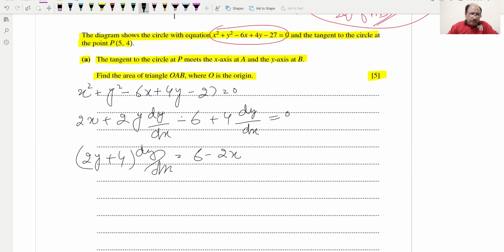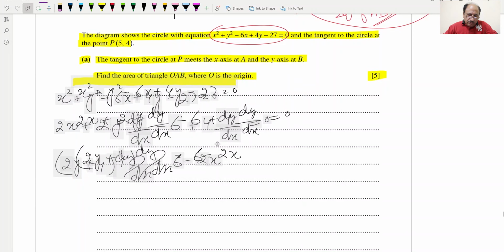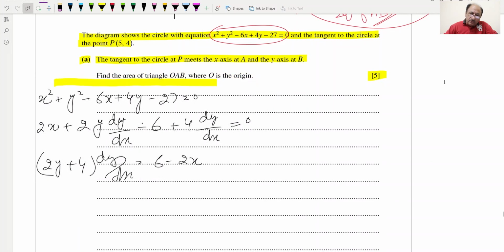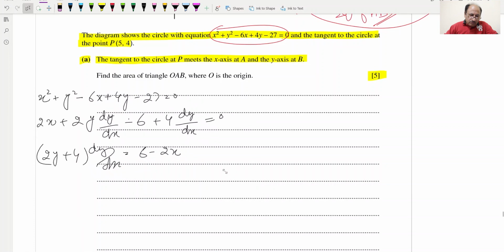Now I will just shift this a little here so that we can utilize the space properly, because this is a little lengthier calculation and I don't want to lose the space. Okay, so now we can find dy by dx. Dy by dx is equal to 6 minus 2x over 2y plus 4.